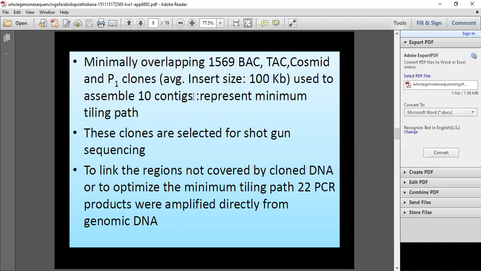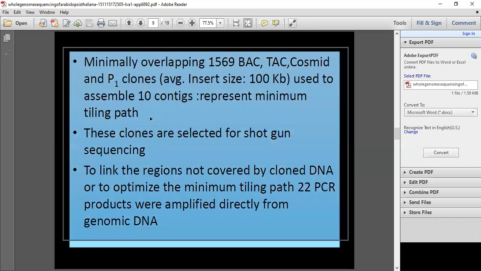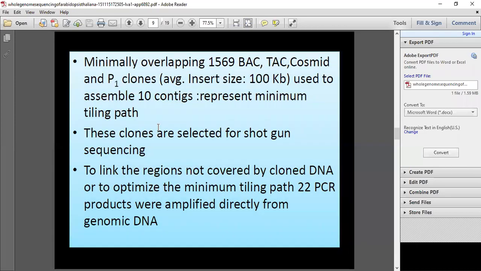In that they have assembled 10 contigs. A contig is nothing but a segment of a chromosome, or a segment of DNA. So it has assembled 10 contigs representing a minimum tiling path. So these clones are selected for shotgun sequencing after that. Why did they choose the minimally overlapping segments of DNA? Because the cost at that time to sequence DNA was very high.